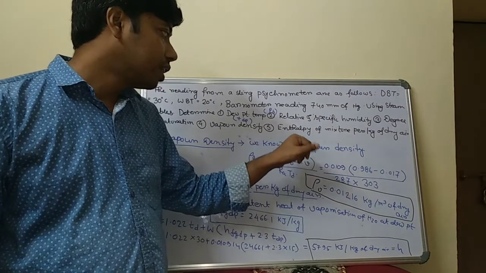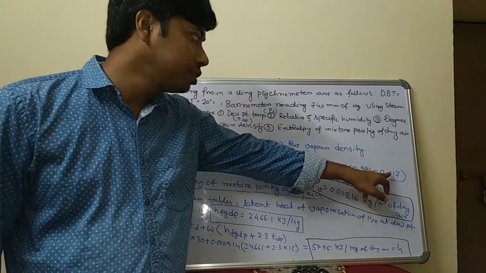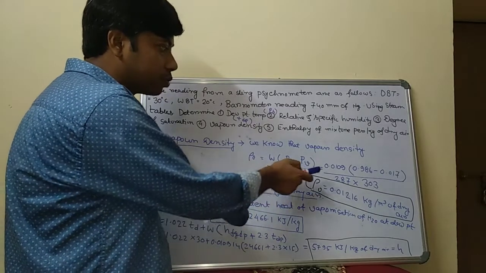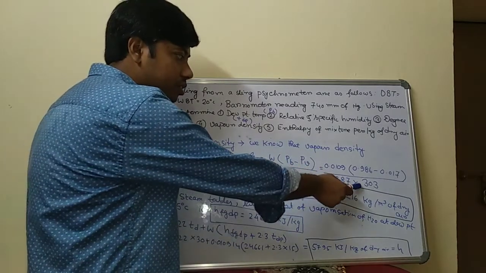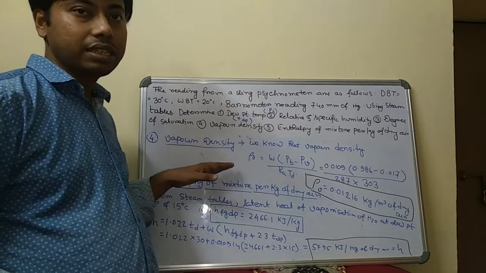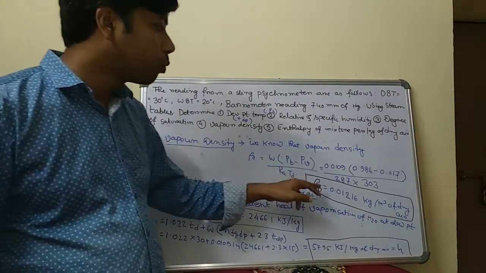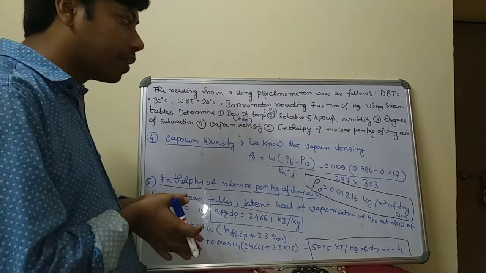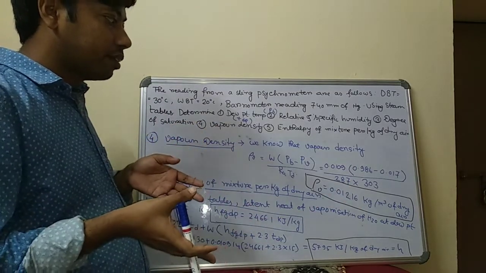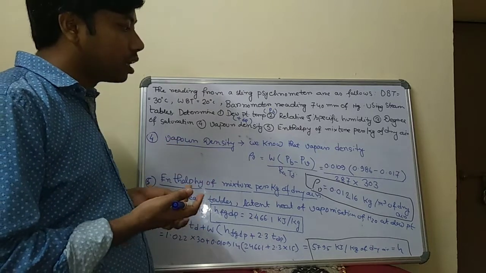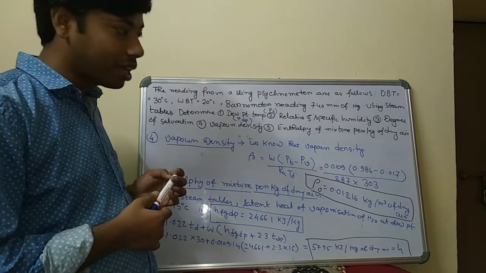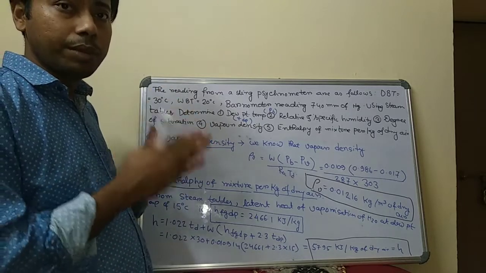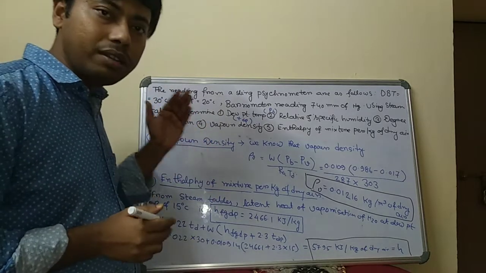PV is the vapor pressure, which will be 0.017, divided by RA into TD. RA is equal to 287, and TD is 303. Now the vapor density, when you calculate, will be 0.01216 kg per meter cube of dry air. So it means per meter cube of dry air, only this amount, 0.01216 kg of vapor, is present. That indicates your vapor density.